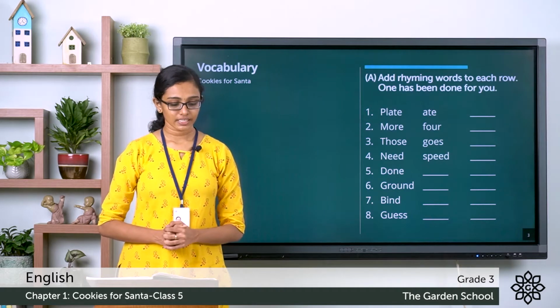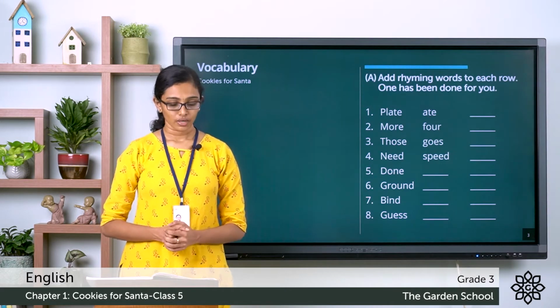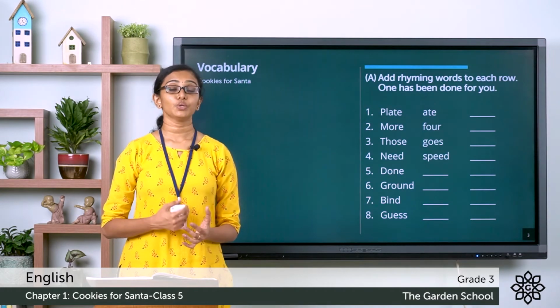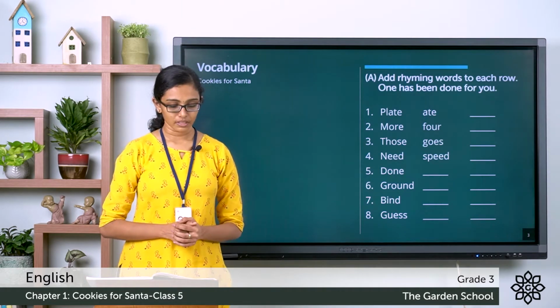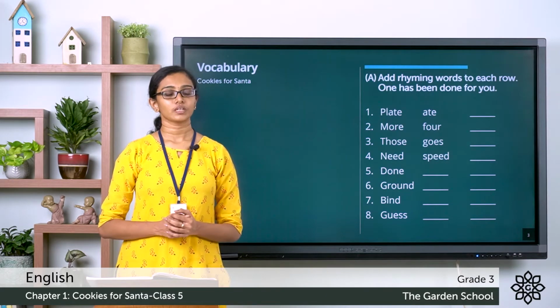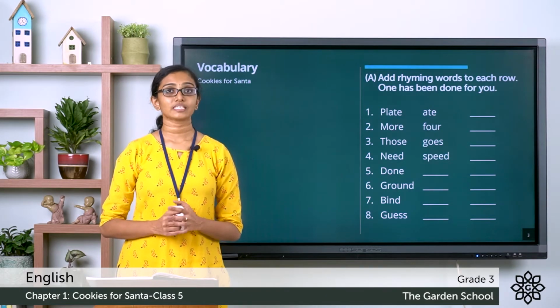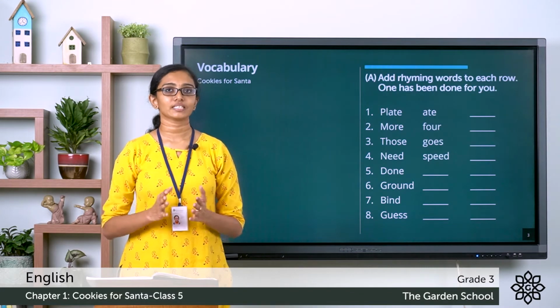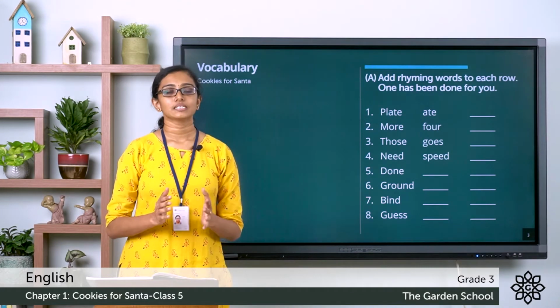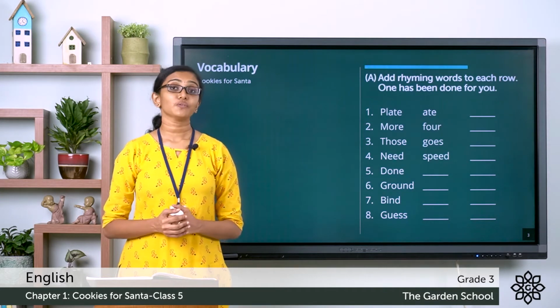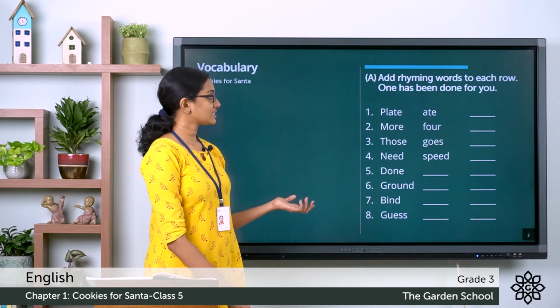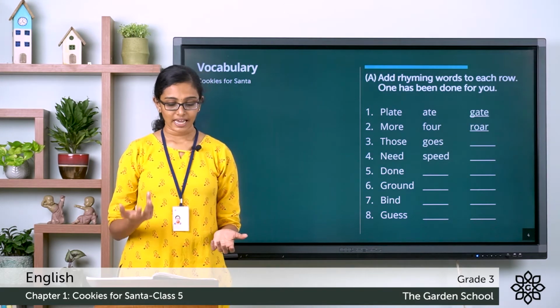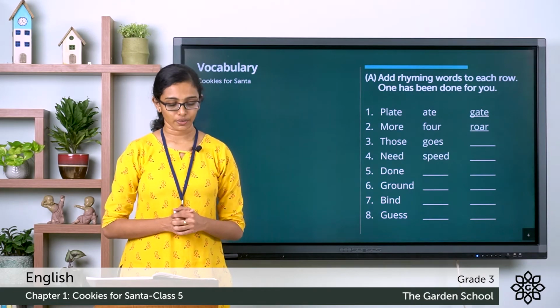And here the exercise is to add rhyming words to each row. And one has been done. Here you are given a few words. You have to find out words which rhyme with the given words. For example, the first one, plate. The next word given there in the row is eight. Plate, eight. The ending sound is similar. And can you find one more word which ends in a similar sound? Shall we have gate there? Plate, eight, gate.